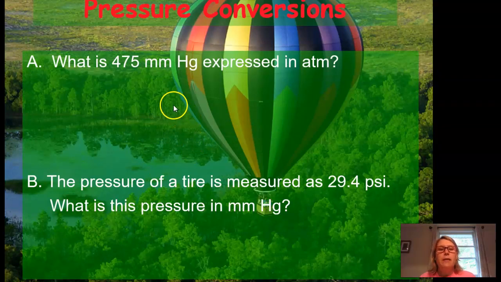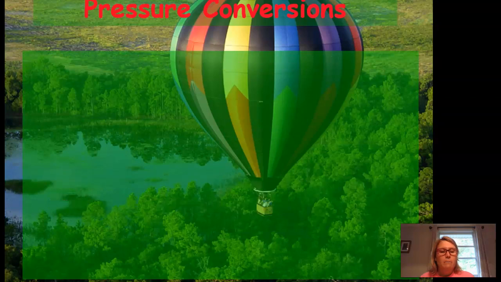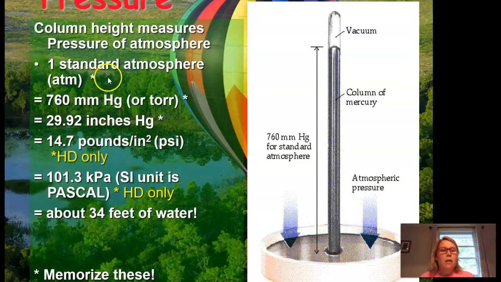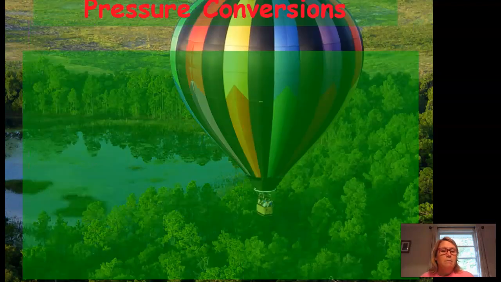So let's look at a couple of things here when we talk about pressure conversions. So what is 475 millimeters of mercury expressed in ATM? We're going to go back and use the factor label method. We're going to start with 475 mmHg. Now, I'm going to go back here. And what is the relationship between mmHg and atmospheres? Well, 1 ATM is equal to 760 mmHg.